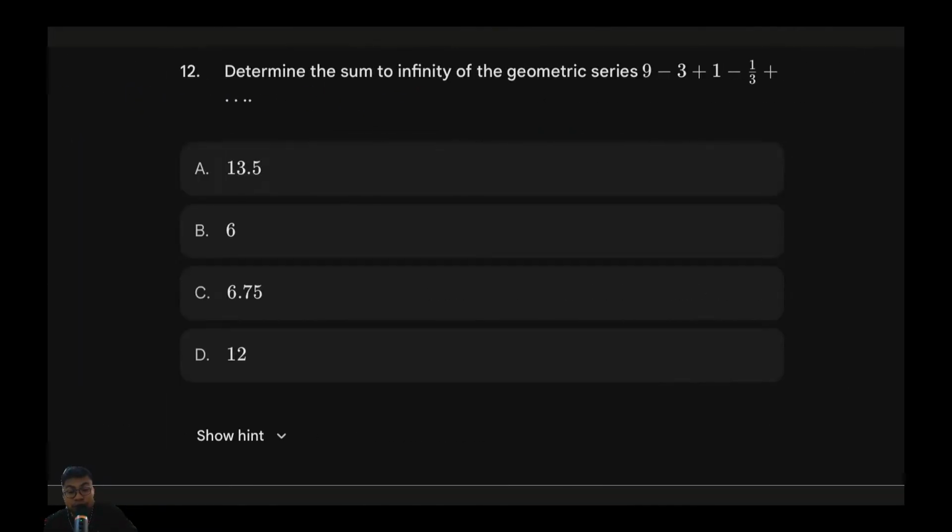For this question, determine the sum of the infinite geometric series. When they say sum of an infinite geometric series, we should think about one formula. The sum of an infinite geometric series is equal to the first term u1 over 1 minus r, where r is the common ratio. So our goal is to find r, and that's all, because we have u1 already.